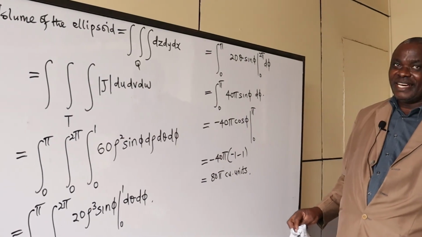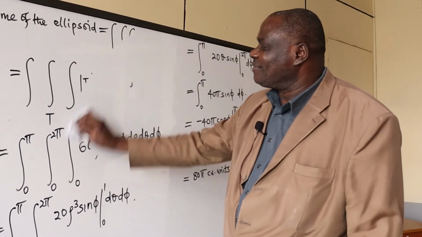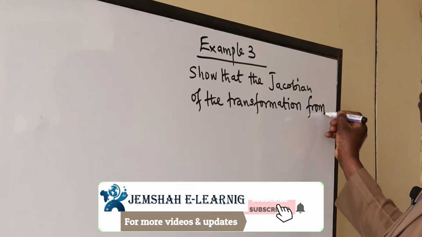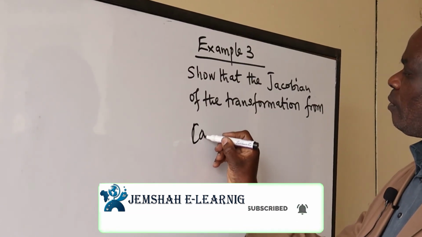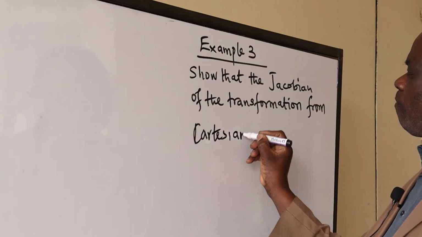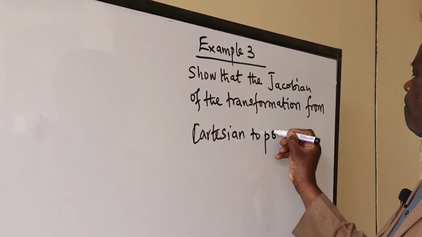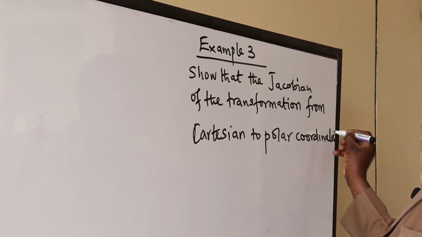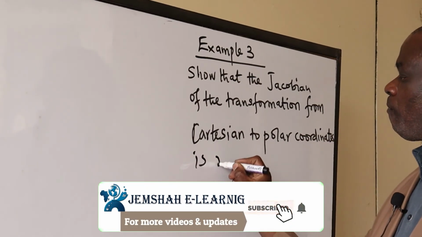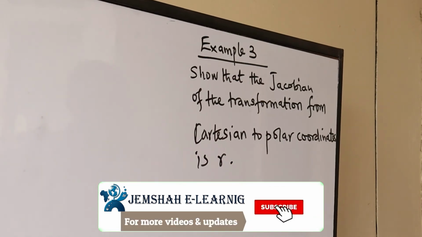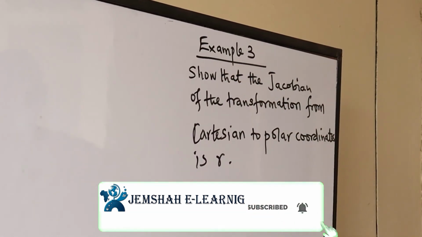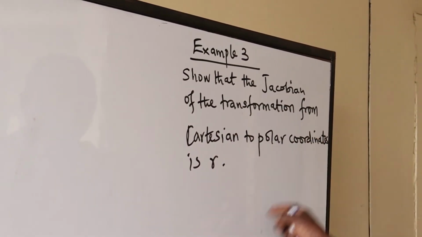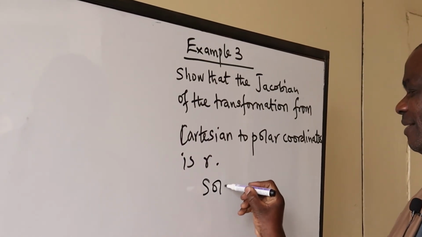We can now have another example. In our example 3, we show that the Jacobian of the transformation from Cartesian to polar coordinates is r. So in our solution, we are only showing.